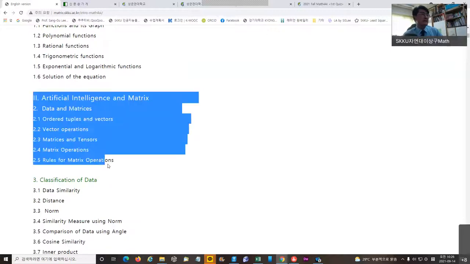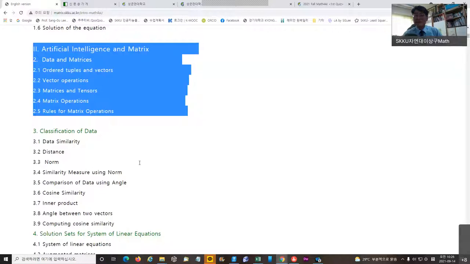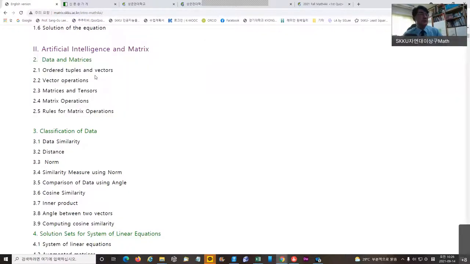For the second week, artificial intelligence and matrices, we introduced data and matrices, ordered pairs, tuples, and vectors in Rn, n-dimensional space. We also learned the operations on vectors, which must be very familiar to you, because they are the ones you learned in elementary school. That's the generalization of those operations to n-dimensional vectors. Then we defined matrices and tensors, and a tensor can be considered as a three-dimensional matrix.